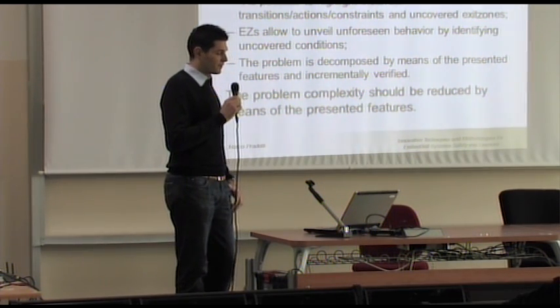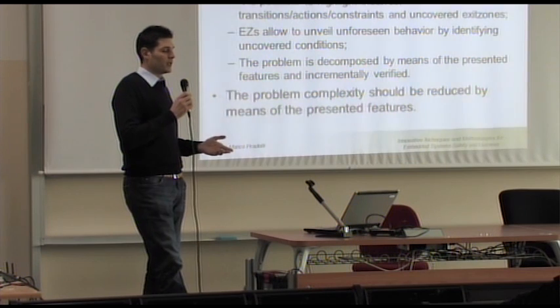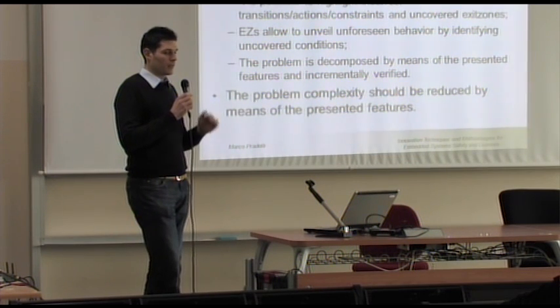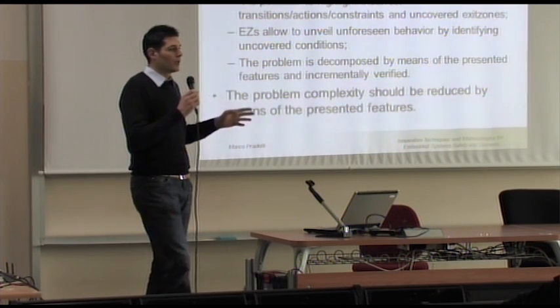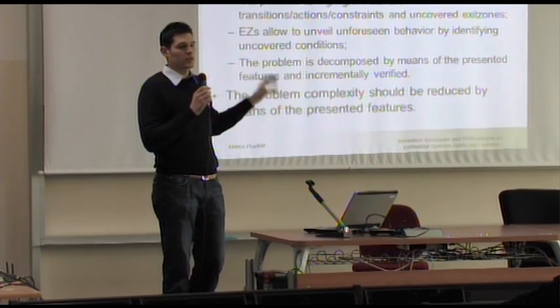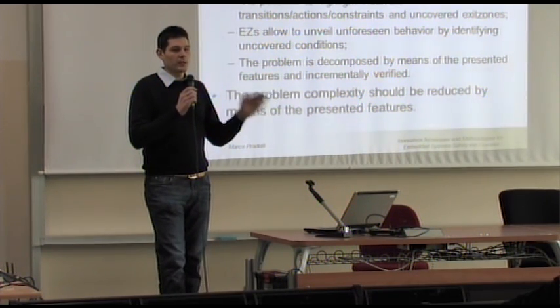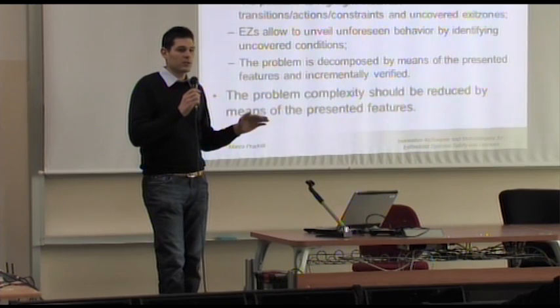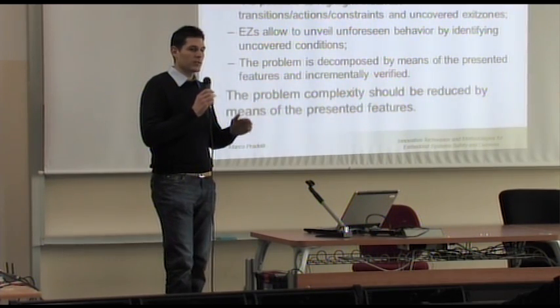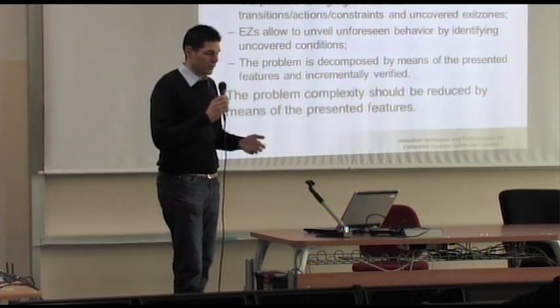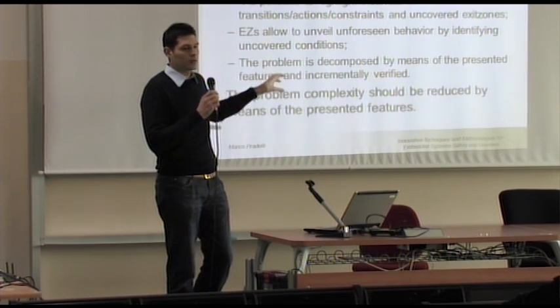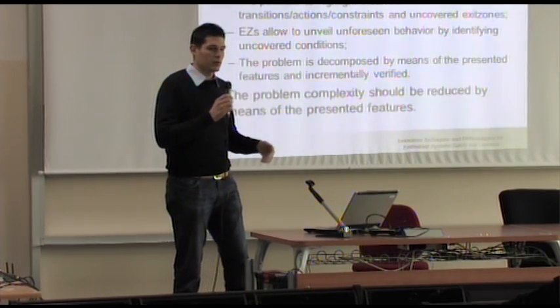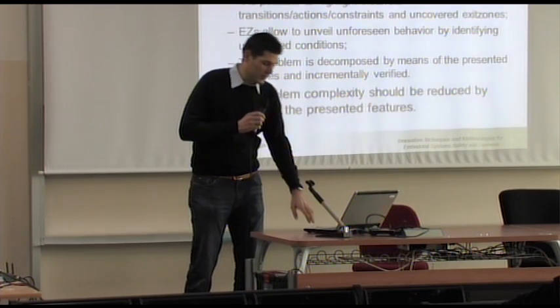And all the presented features should be useful at reducing complexity. For example, if we embed a state machine into a macro state, we perform two separated verification processes of reduced size. So even a simple construct like a macro state should be effective in reducing complexity.